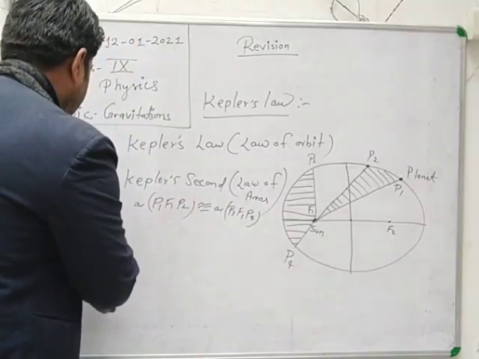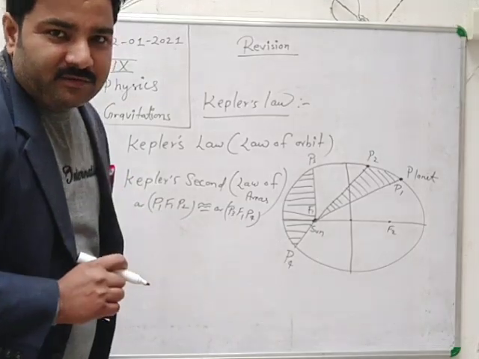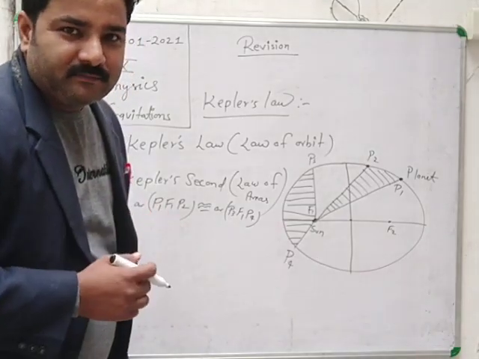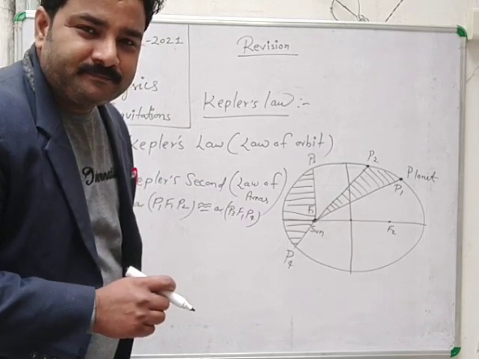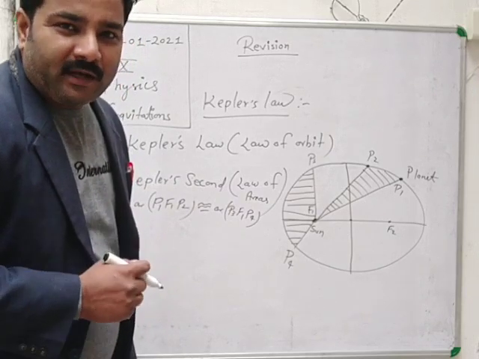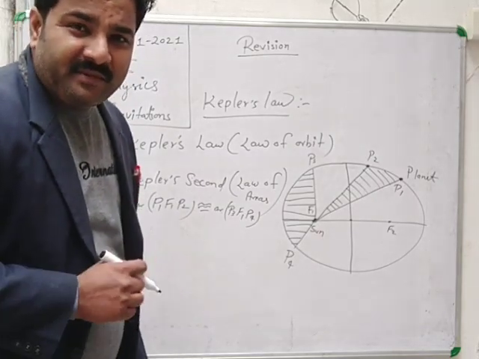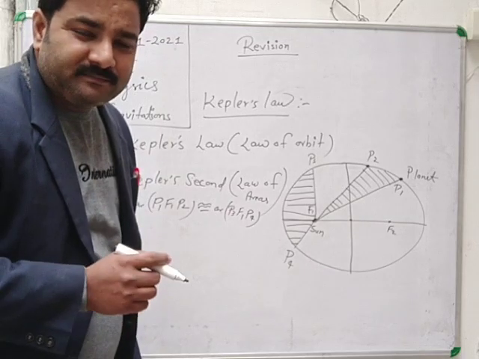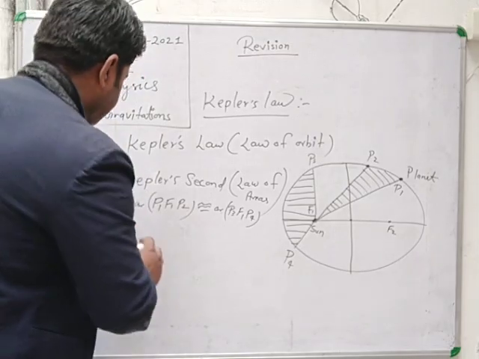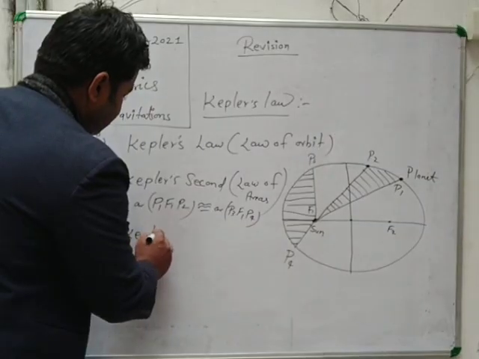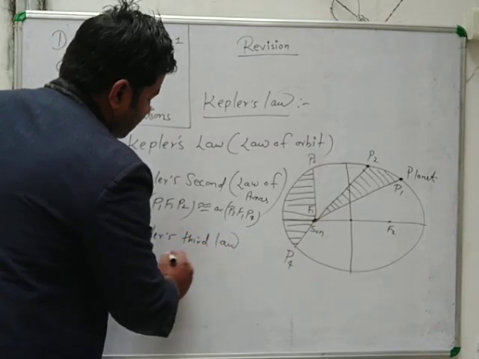And the last one, the third law: the time period of revolution of a planet around the sun, whenever taken in the square concept. So listen again. The square of the time period of revolution of a planet around the sun is directly proportional to the cube of the semi major axis. This is Kepler's third law, and Kepler's third law has another name, that is law of period.